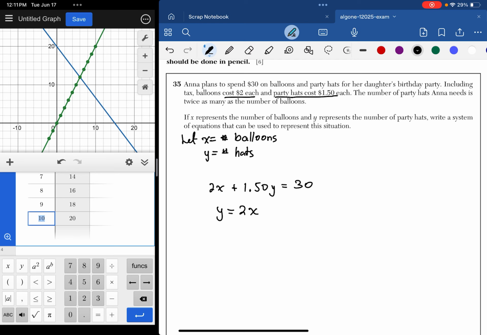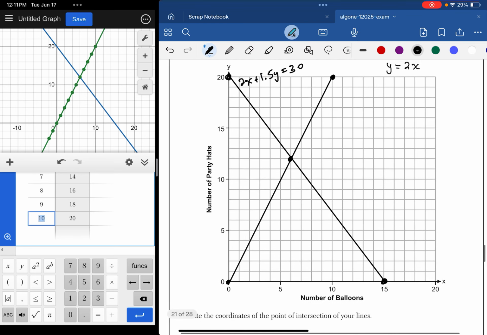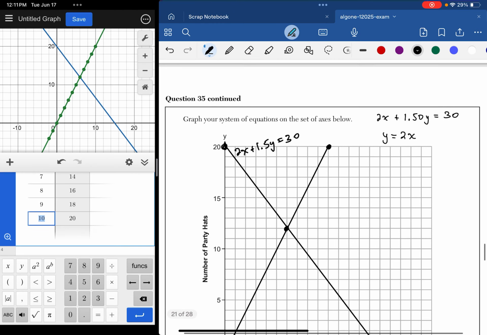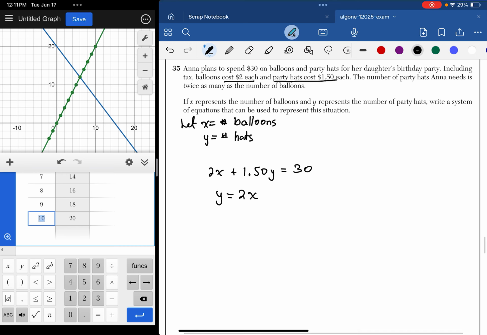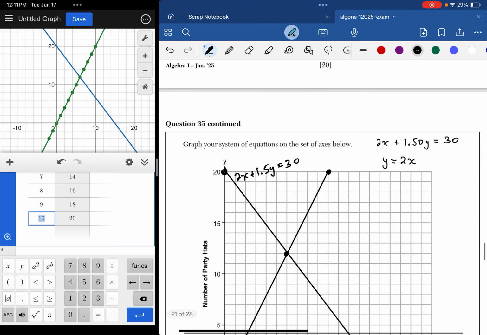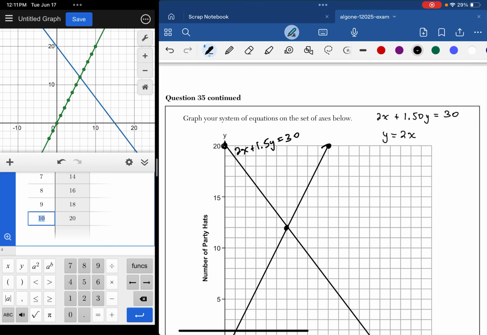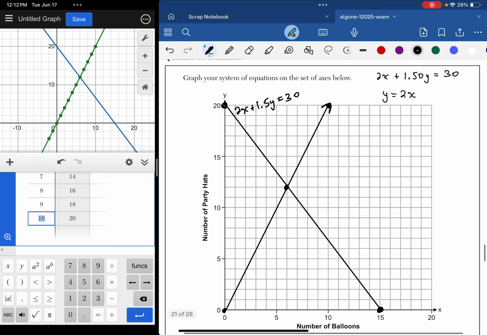They didn't really tell us whether or not these graphs would continue on, but there are some values that wouldn't make sense. The y equals 2x is saying that the number of party hats I have must be twice the number of balloons. That could actually keep going, so I'll throw an arrow on that. The other one, if I go any further to the left here, I'm going to be in negative territory, which doesn't make sense. Same deal down here. If I go any further, I'm going to be in negative territory.